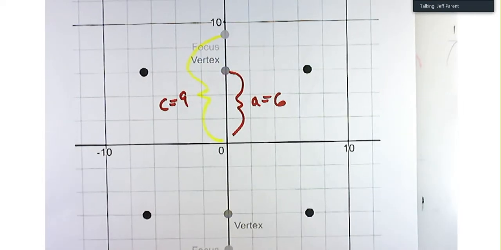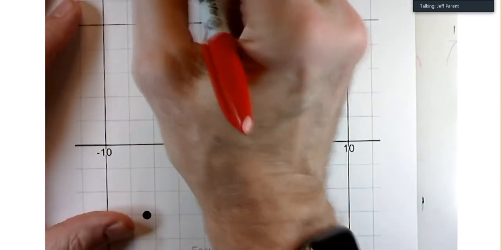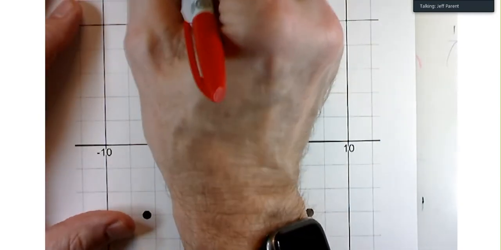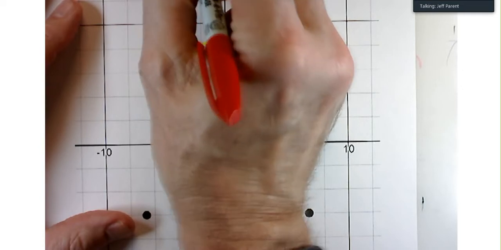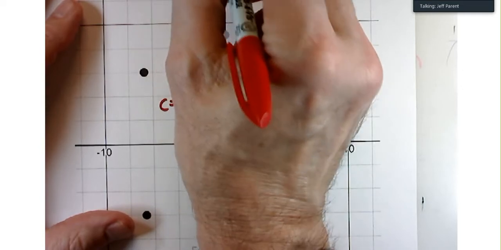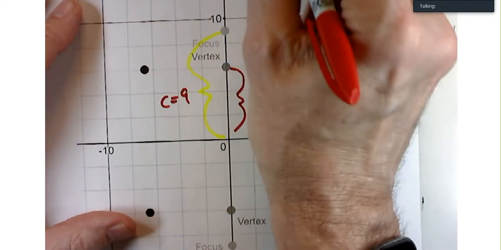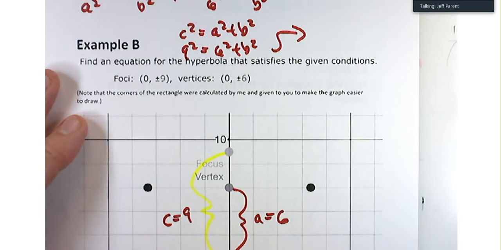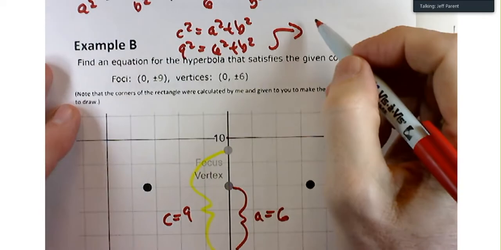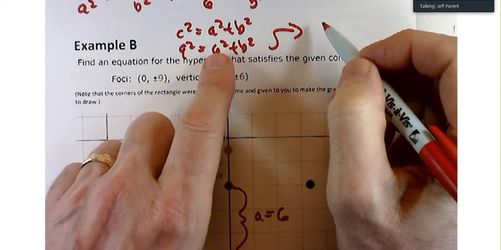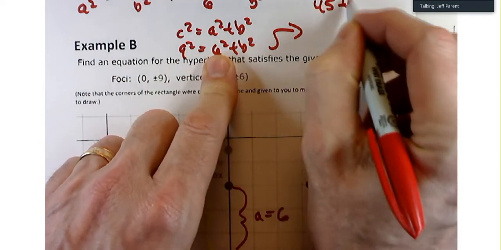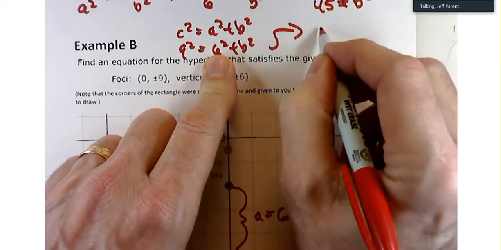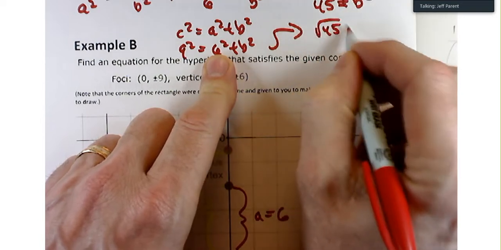And so we'll solve for c in the form of c squared equals a squared plus b squared, or 9 squared equals 6 squared plus b squared. Sorry, I went off the screen there. So that's going to give me 81 minus 36 is going to be 45 equals b squared. Square root of 45 equals b.